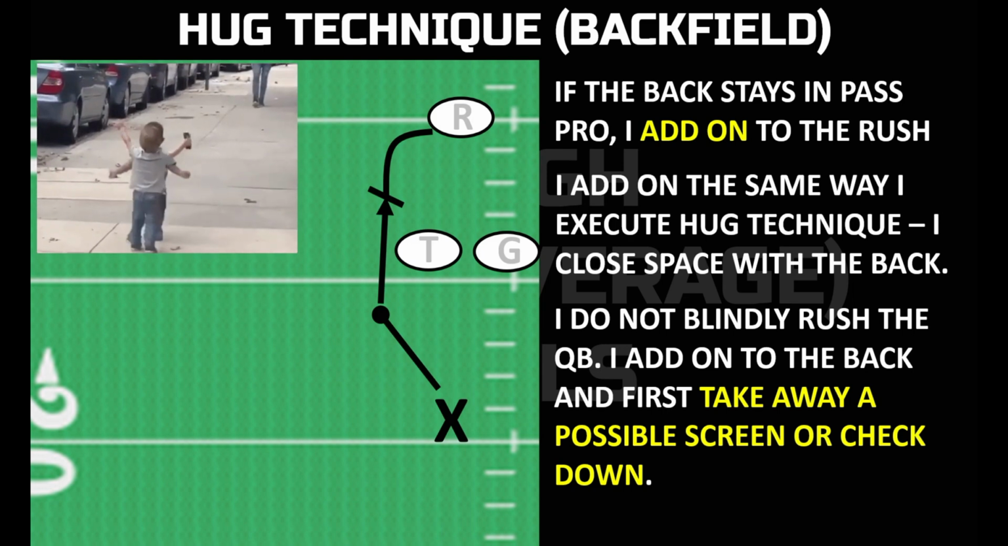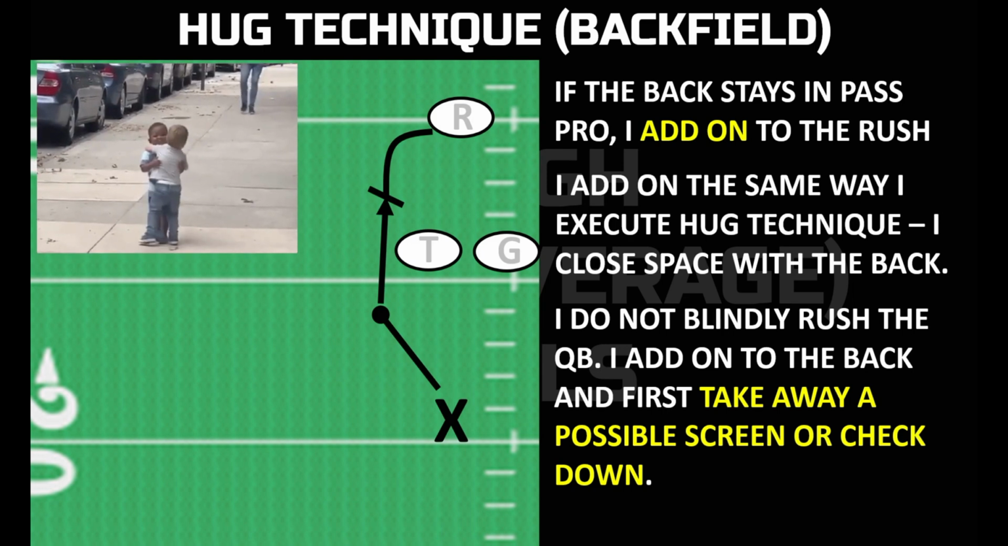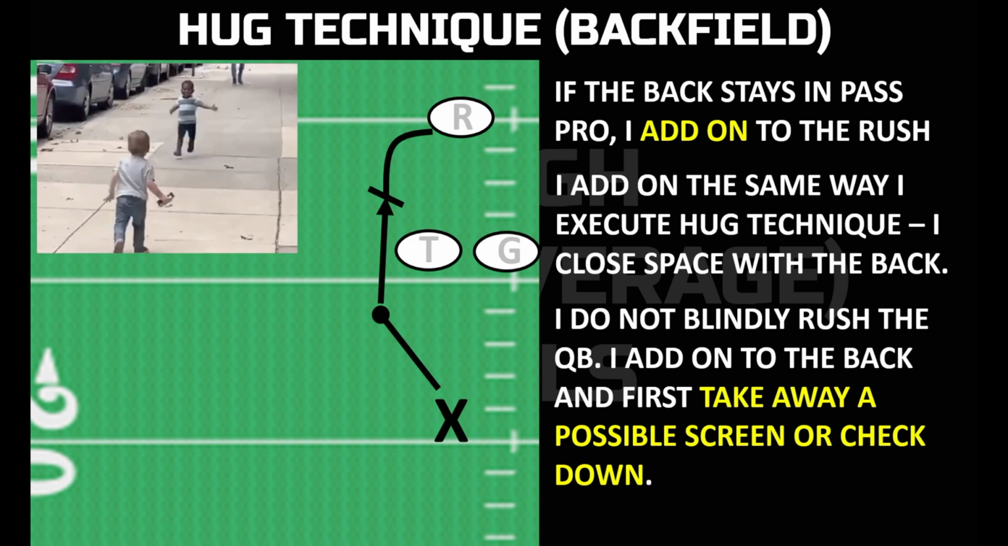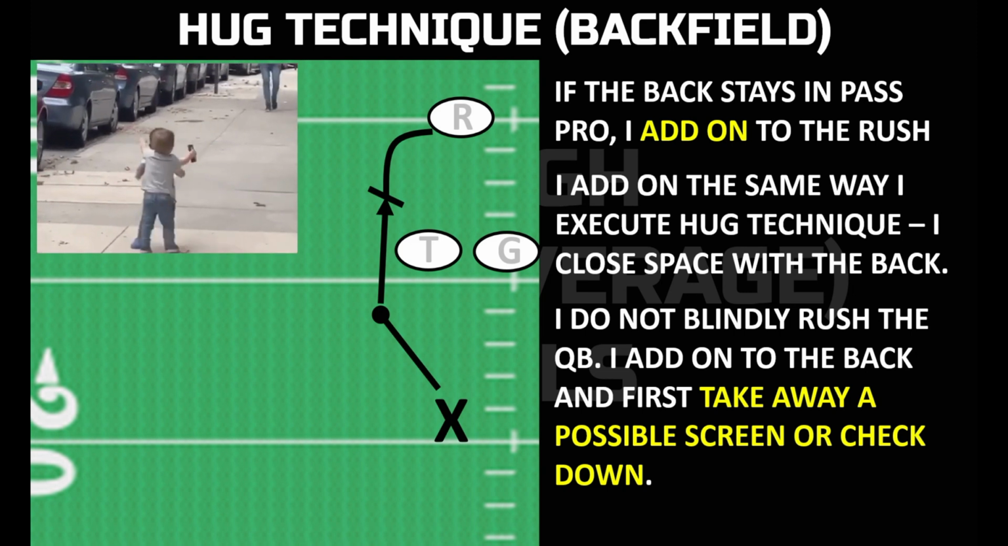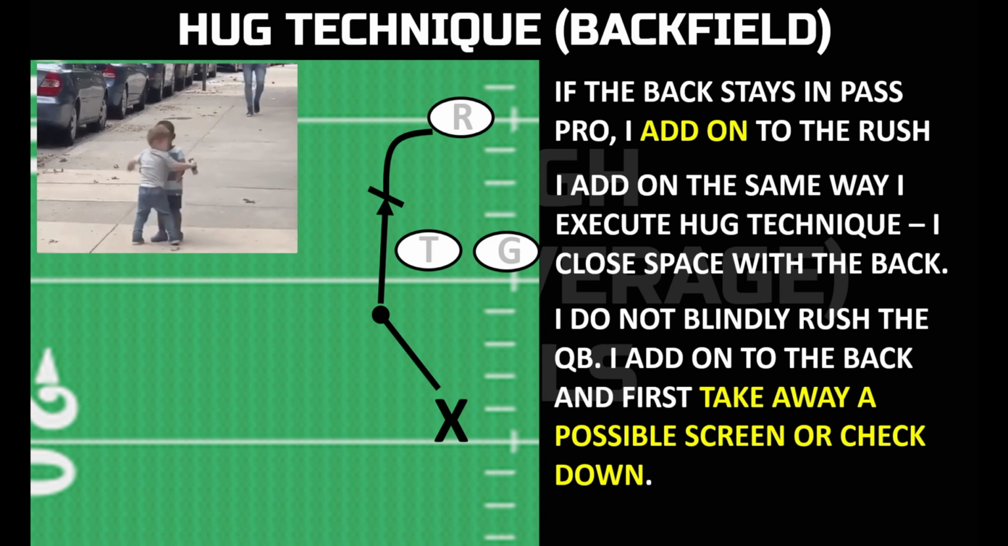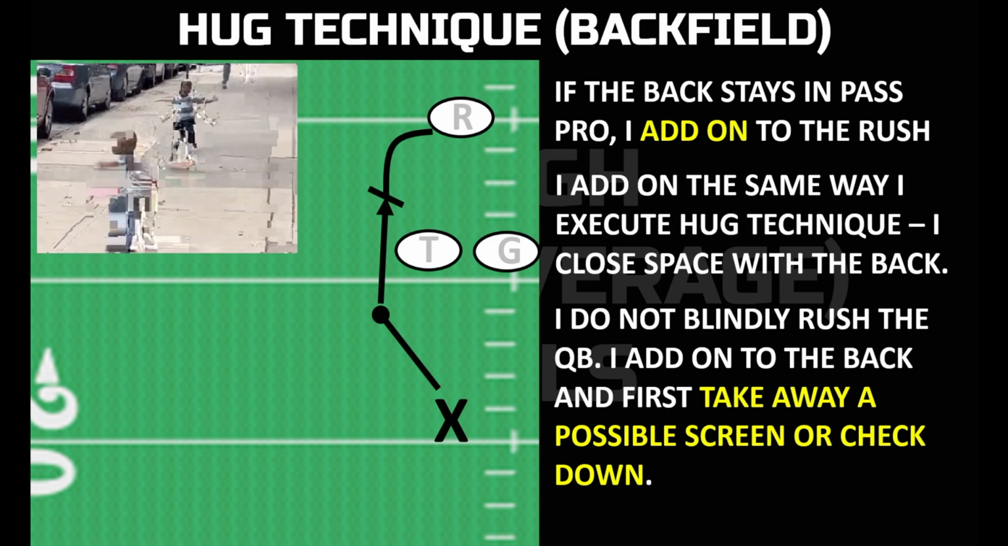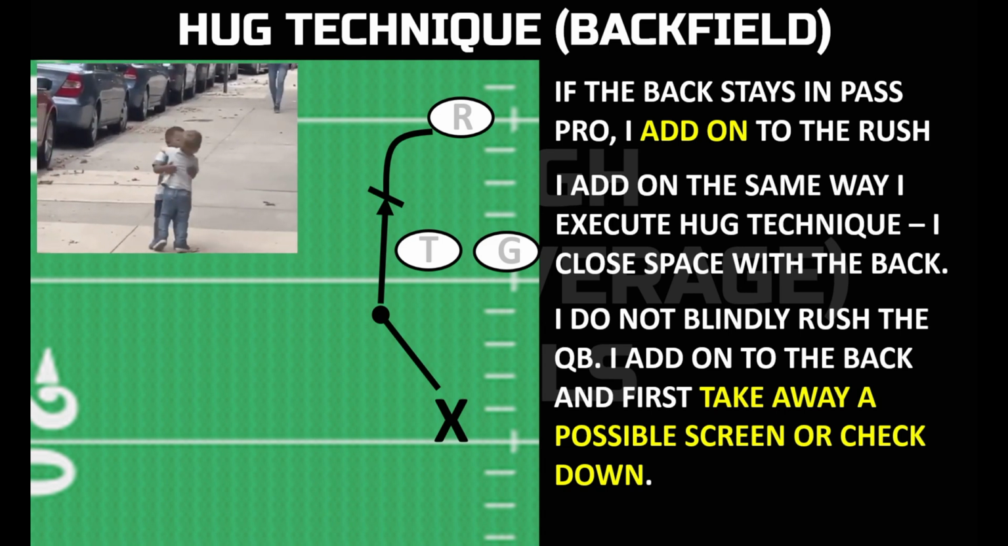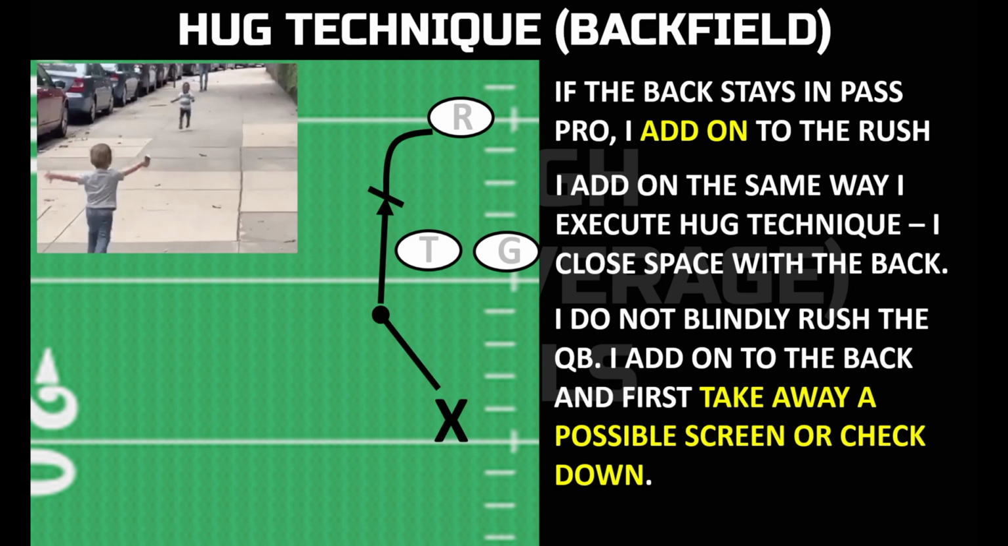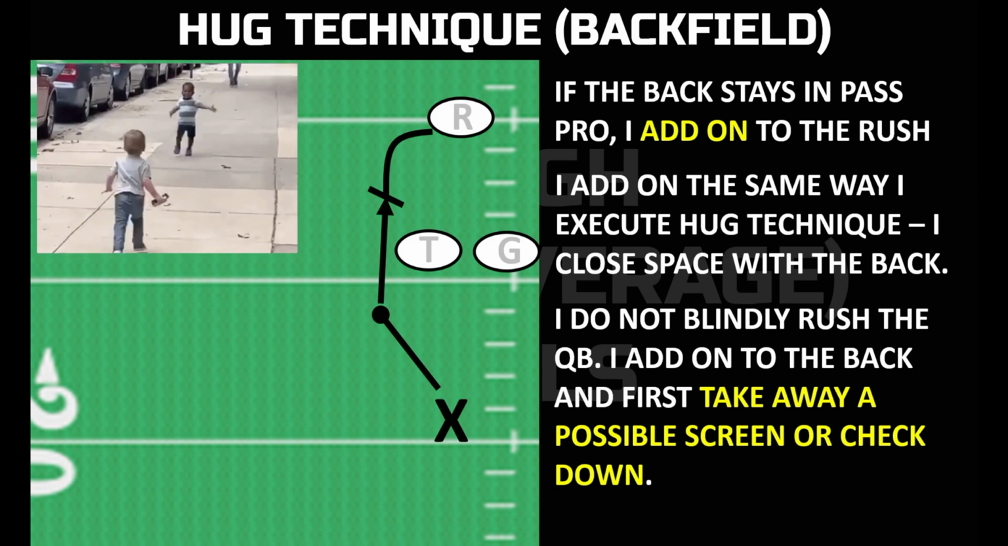Only once I'm adding onto the back and approach him, but he's already engaged with another pass blocker, legitimately trying to block him, then I can go past him and rush the quarterback. But when in doubt, literally go hug the back when he's in pass protection, preventing him from leaking out as a check down option for the quarterback.